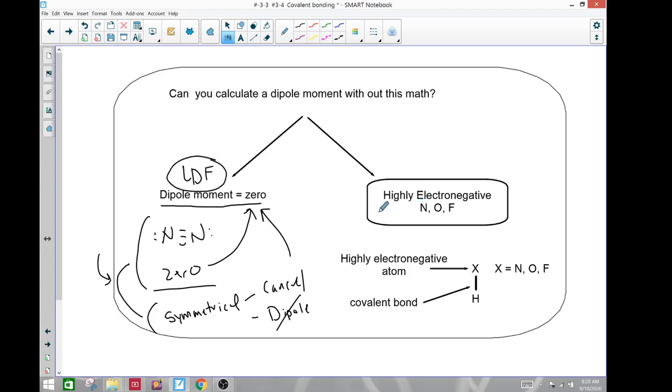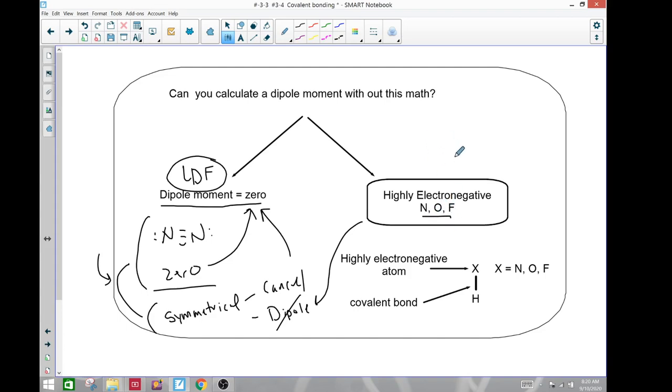All right, some people's pathways start with this guy. Do I have a highly electronegative atom? Okay? Now again, this is not the only way to get a dipole moment. All you need is a difference of electronegativity to get a dipole moment. A significant dipole moment, you need one of these highly electronegative guys.